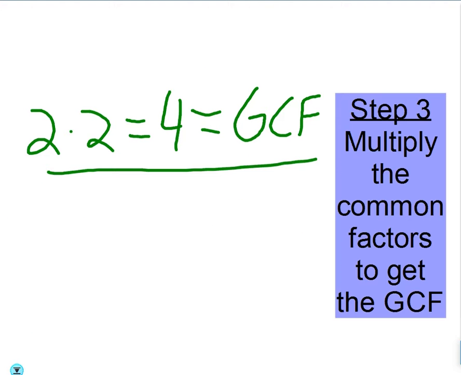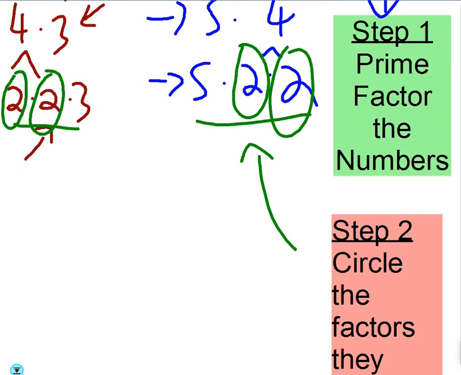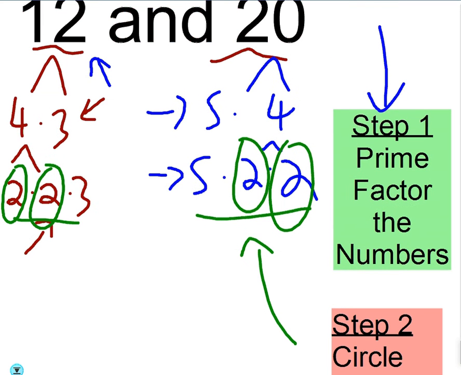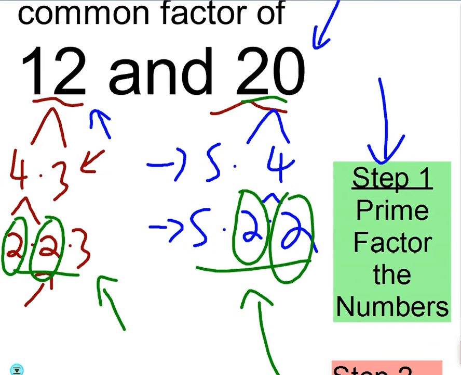Now, I didn't really explain why this works, but if you think about it, if they both just have 2 and 2 in common, that means 2 and 2 divide into both of them, right? So if we multiply that, that means 4 divides into both of them. But the reason we can't do the 3 and the 5 is because those are different factors. If I try to divide 12 into 20, it won't work because 20 doesn't have a 3 as a factor. If I try to divide 20 into 12, that's obviously not going to work. You can't divide a bigger number into a smaller one. And so we can only circle the common factors to find the GCF.